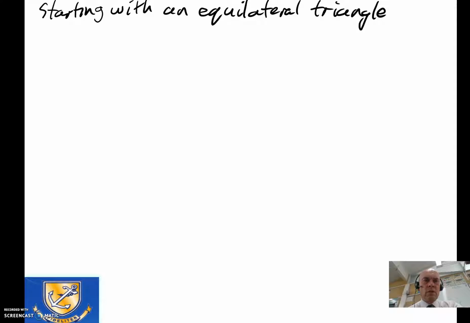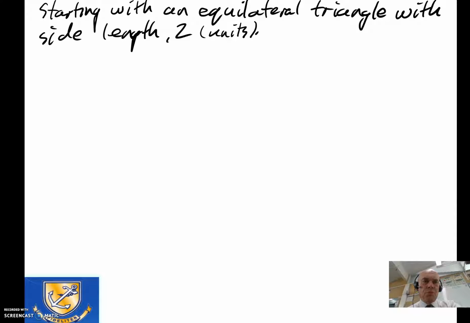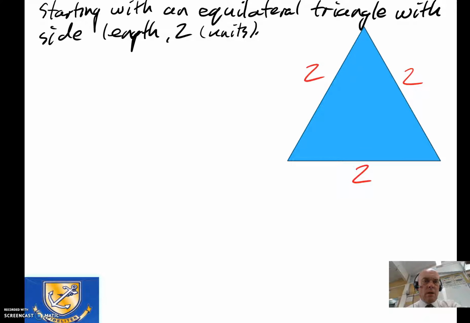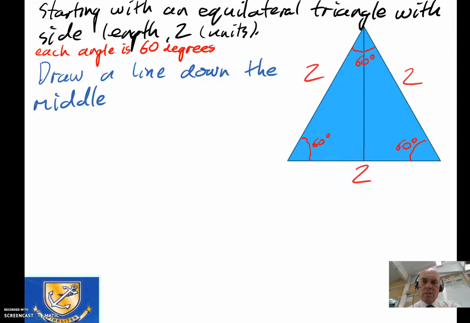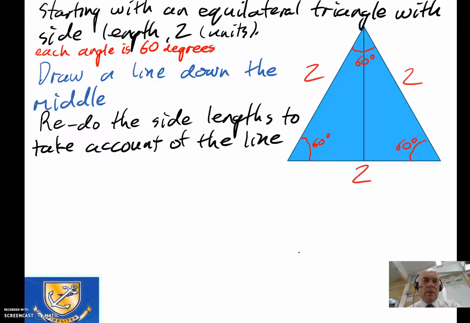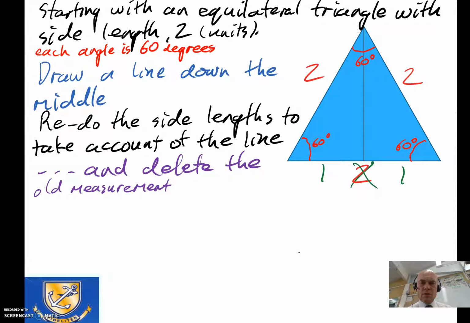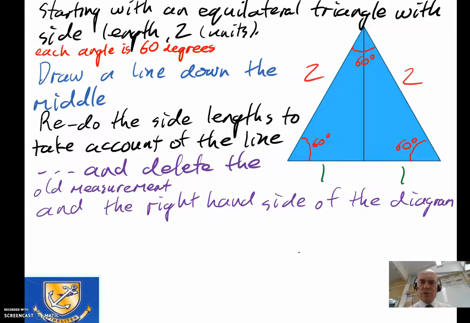an equilateral triangle. So draw one in with side length 2 units, whatever those units are, and then you know that each angle is 60 degrees. If you draw a line down the middle and then redo the side lengths to take account of the line, so the 2 at the bottom are 1, and then you can delete the old measurement, and you can also delete the right hand side of the diagram, and that's kind of useful because you then finish up with a 30, 60, 90 degree angle.